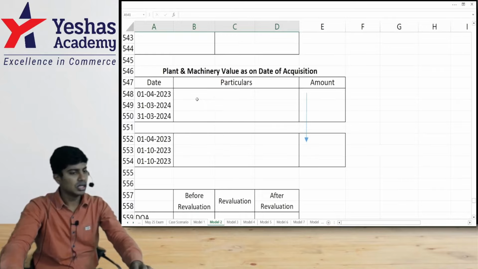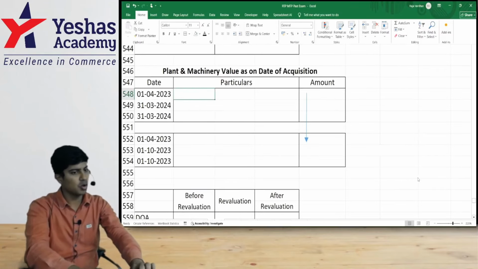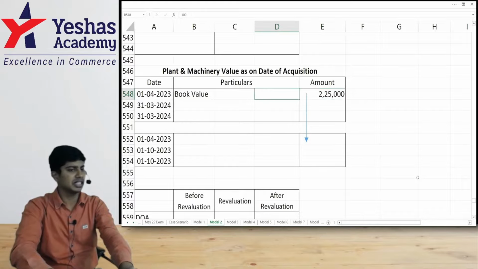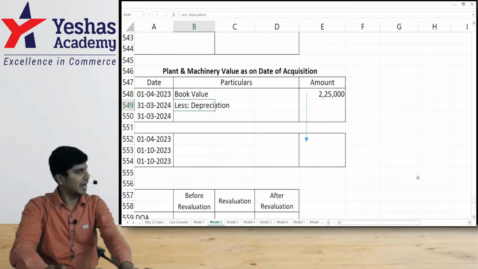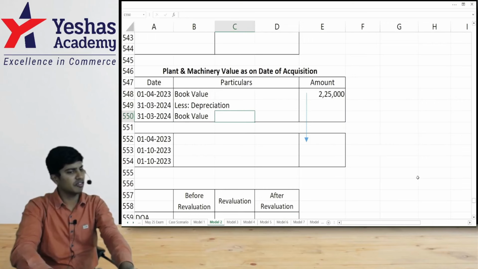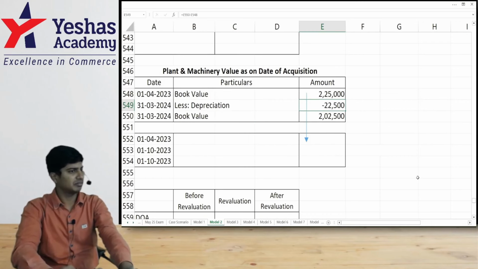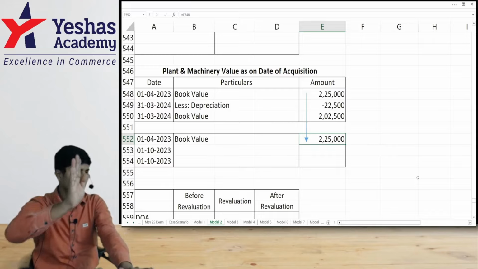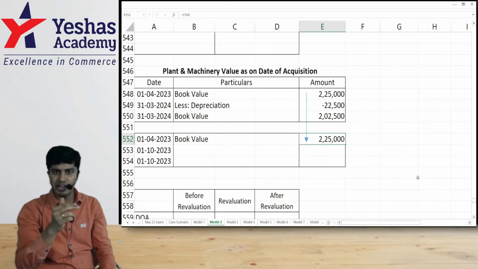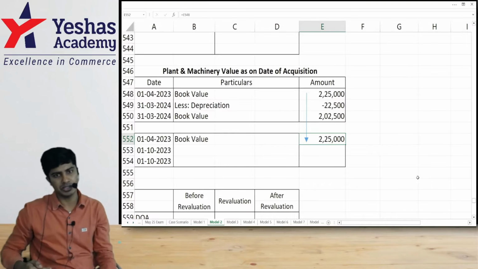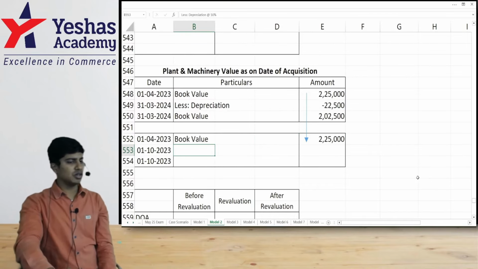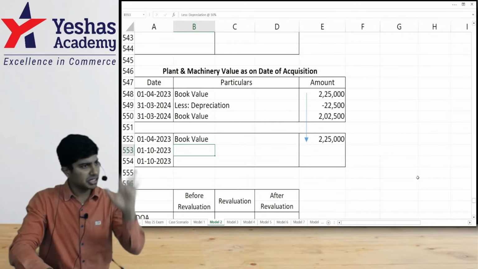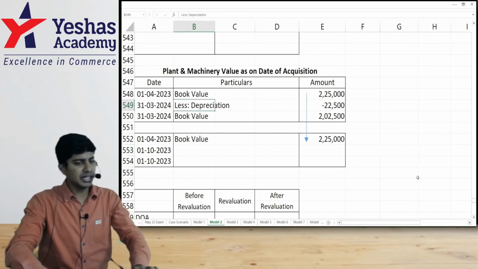So what is it that I would do? See, they have told the asset is of value 2 lakh 25,000 at the beginning of the year. They have depreciated it, I don't know by how much. The closing value on 31st of March 2024 has become 2 lakh 2,500. We identified that depreciation is 22,500. You agree with me? Now, at the beginning of the year it is 2 lakh 25,000. For standalone, they've done full year depreciation. For consolidation, I have to do half year depreciation, revaluation, and then half year depreciation. So, in order to do revaluation as on 1st of October, I need to identify depreciation till 1st of October, which is 6 months. Here it is 12 months.